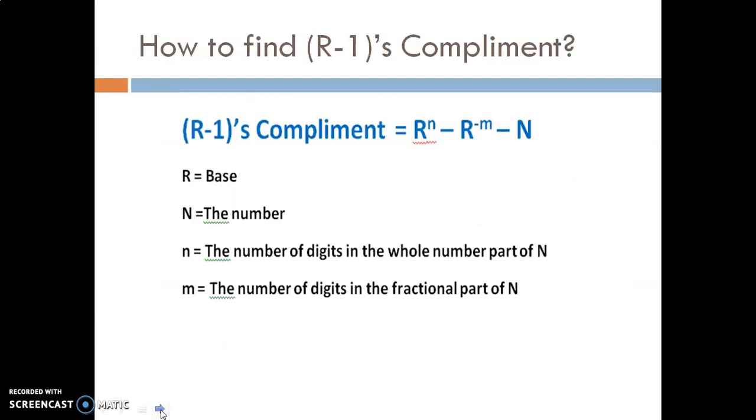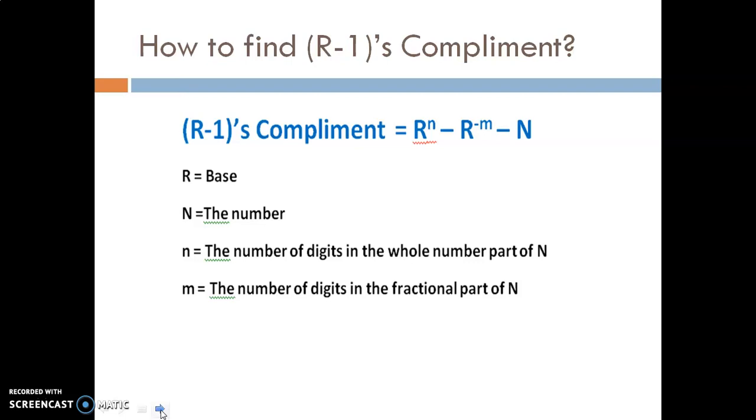That is, the r minus 1 complement is equal to r raised to n minus r raised to minus m minus N. Okay, so this r represents your base. If you're using the binary number system, r will be 2. If it is octal, it is 8. Hexadecimal, it is 16. And if you're using the decimal number system, the r will be your base, that is 10. Okay, so what is this capital letter N? It represents the number whose r minus 1 complement you need to find.